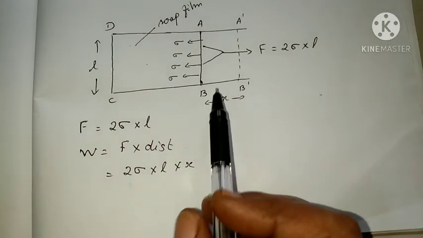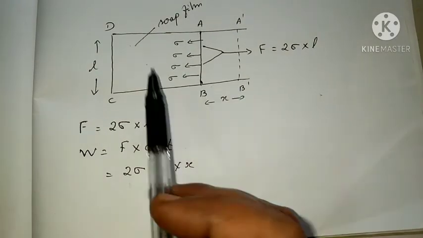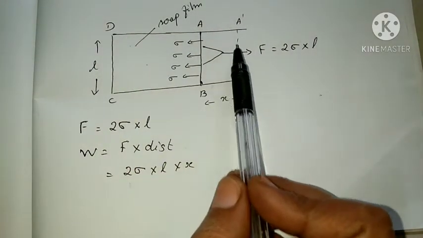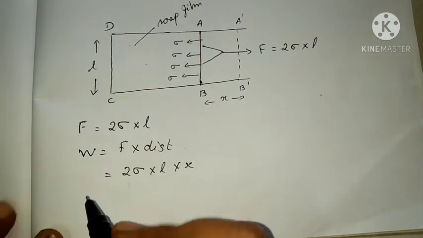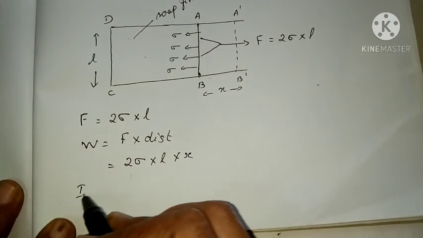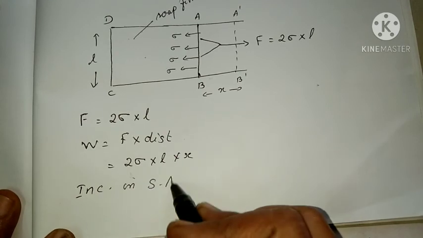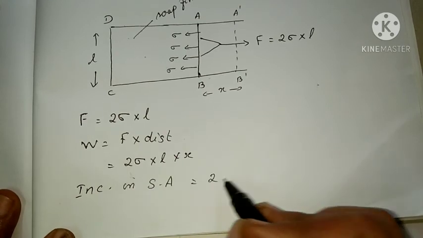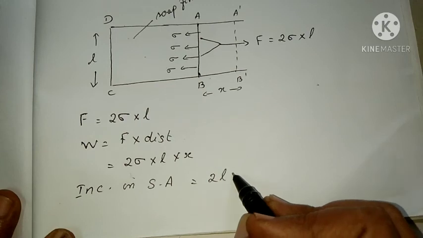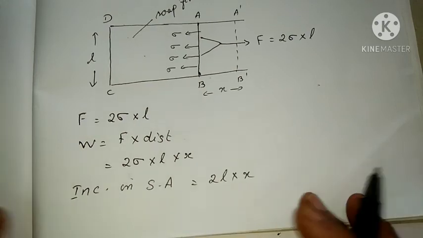So when AB moves through a distance x, the area of the soap film increases. What is the increase in surface area? We can write the increase in surface area equals 2L, because the soap film has 2 surfaces, 2L into x.